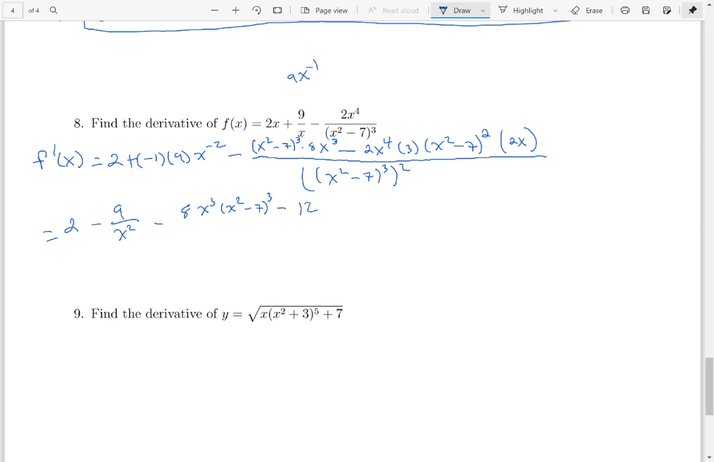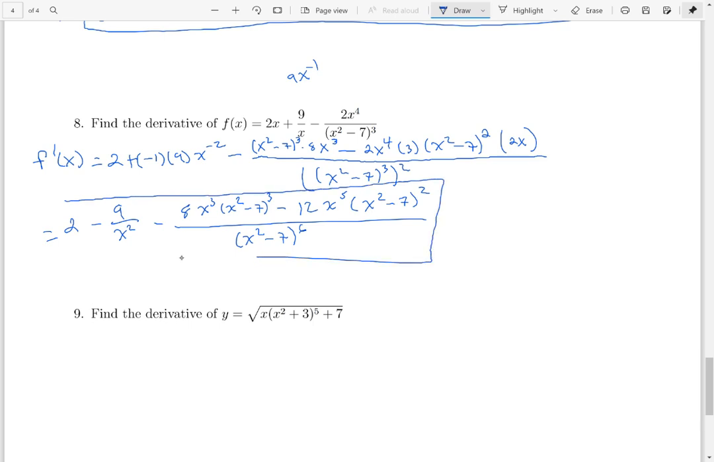X to the 4th times x is x to the 5th, all times x squared minus 7 quantity squared, all divided by x squared minus 7 cubed squared. Power to a power rule is multiplication, so that's just going to be x squared minus 7 raised to the 6th power. I'm going to say it's not worth fighting to simplify anymore. And so there we have that one.